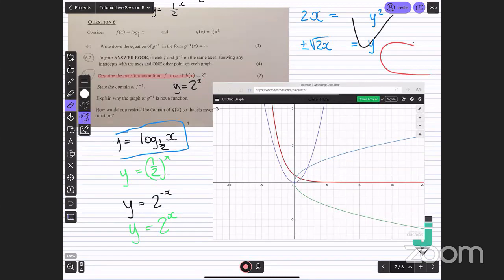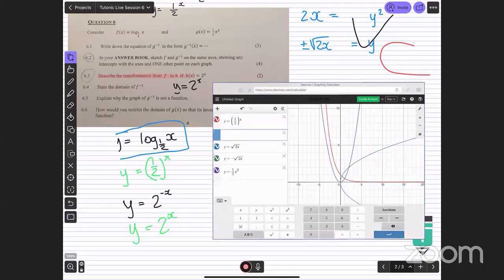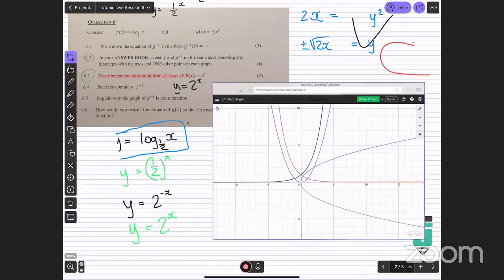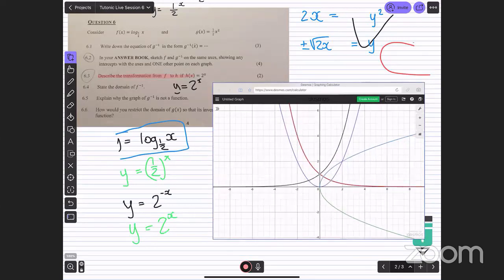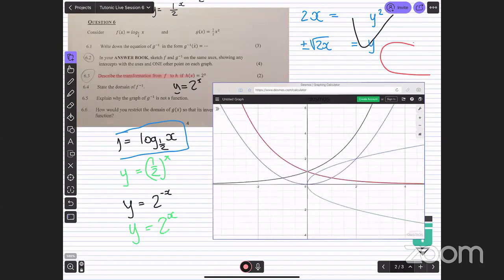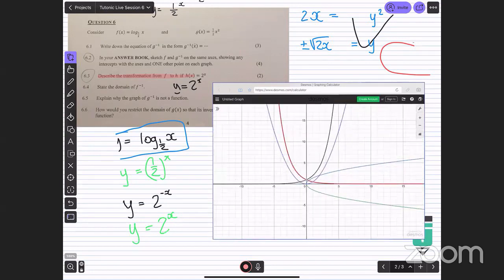So let me plot the graph y equals 2 to the x just so you guys can see, just so it's easier to see. Y equals 2 to the power of x. Do you guys see how the black is the red just flipped over the y-axis? You guys see that? Yes. Okay. The domain of f minus 1.